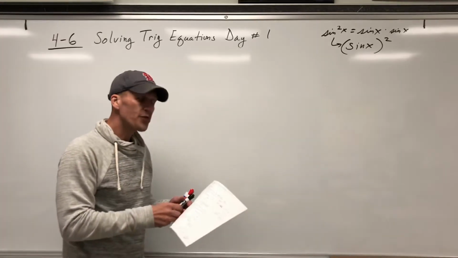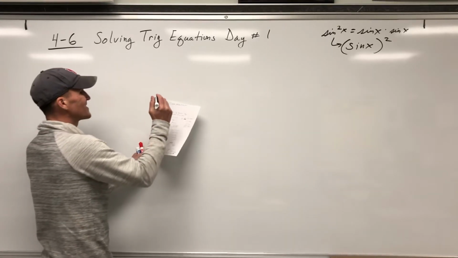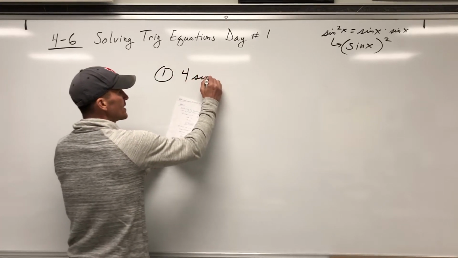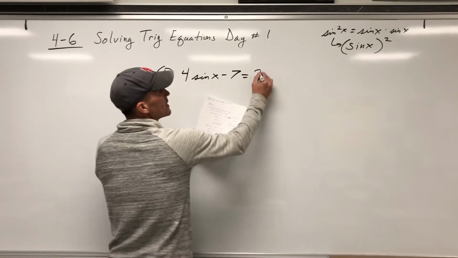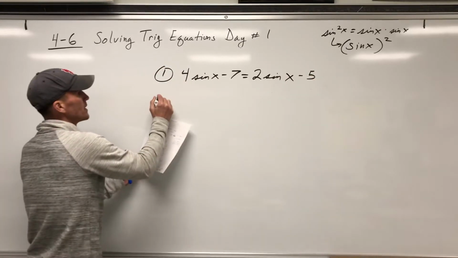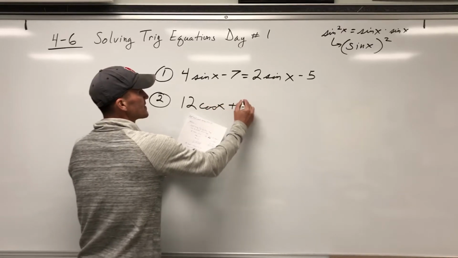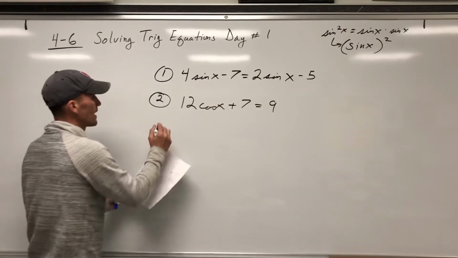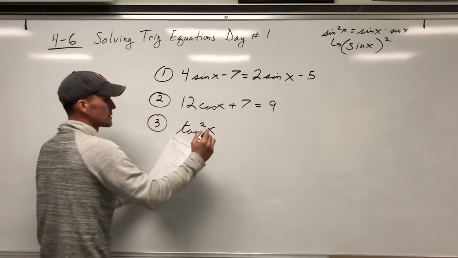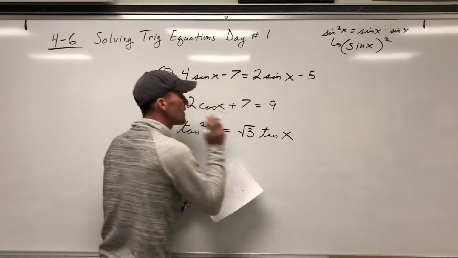All right, you guys, here are your 3 homework examples that I expect you guys to do. So the homework for 4-6 is number 1, 4 times sine of x minus 7 equals 2 times sine of x minus 5. Number 2, 12 cosine of x plus 7 equals 9. And number 3, tangent squared x equals rad 3 times tangent of x.